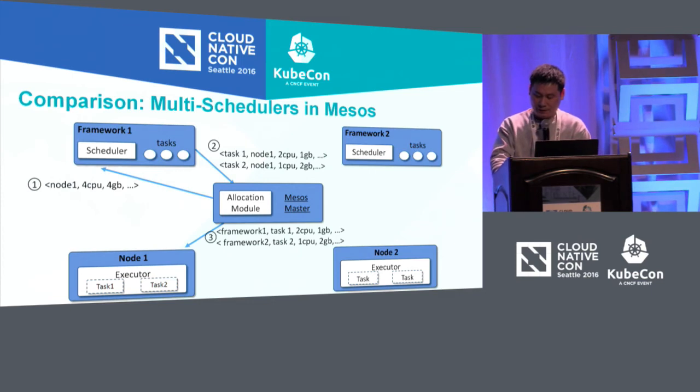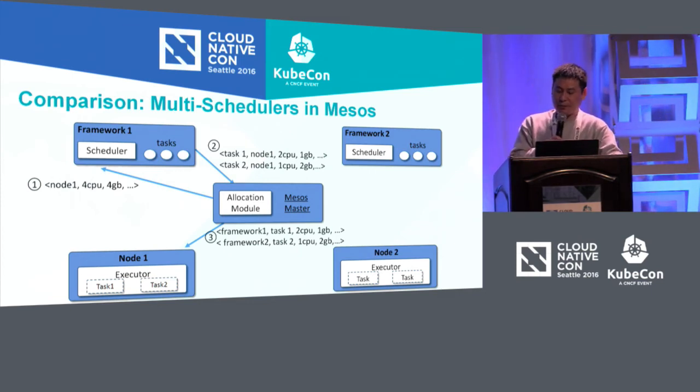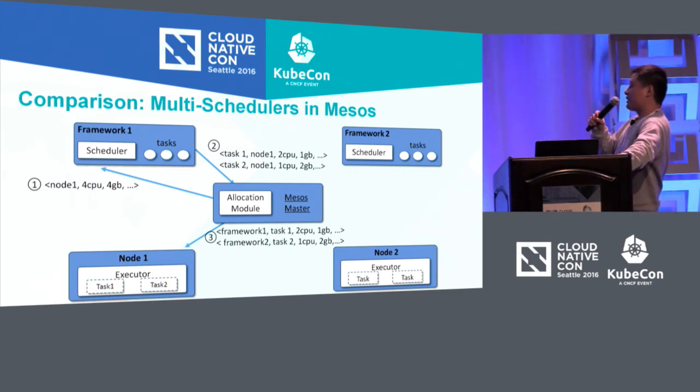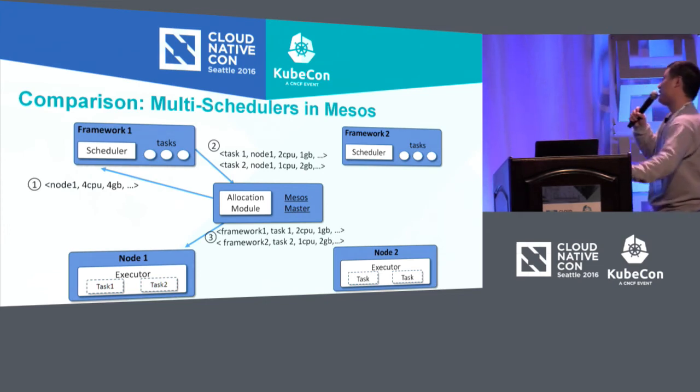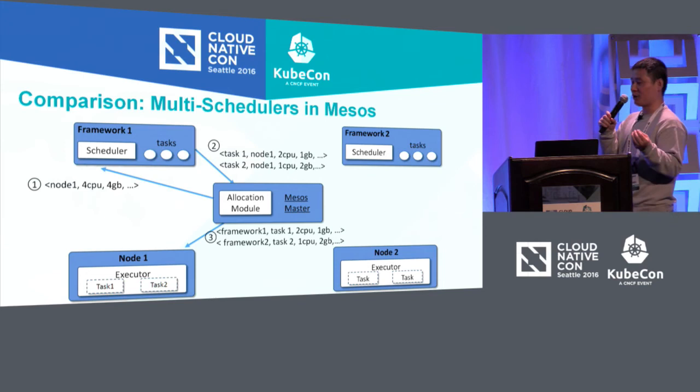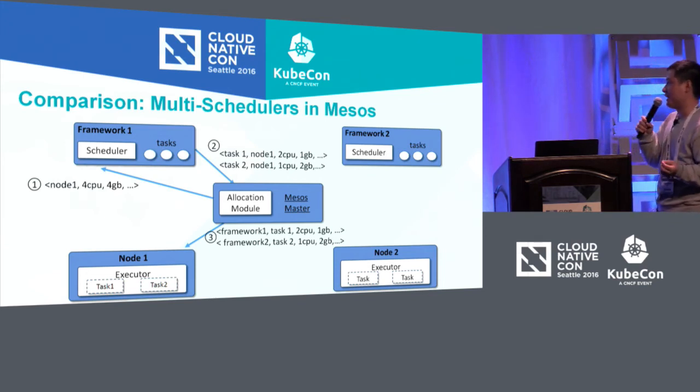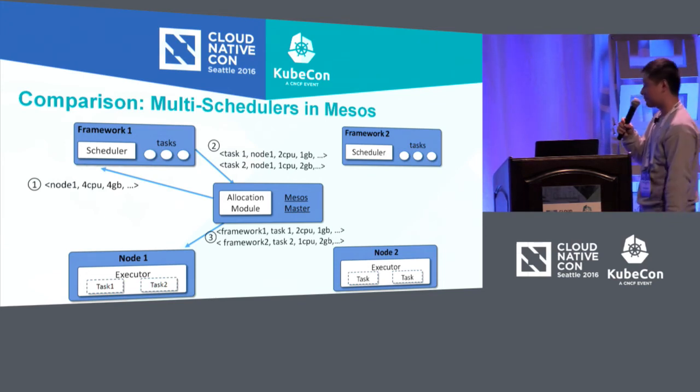The last slide is about the multi-schedulers in Mesos. As I just mentioned, during the project, we also evaluated how multi-schedulers are supported in Mesos. It's pretty interesting to see how it's done in a totally different architecture. So I'd like to share our understanding here too.